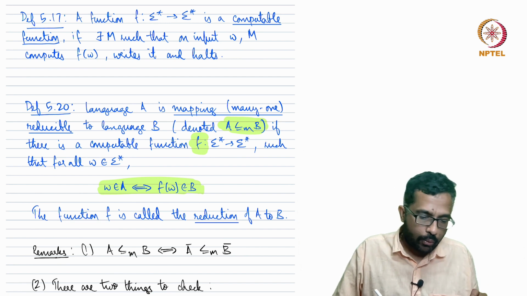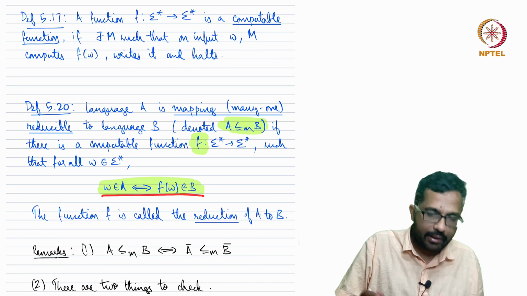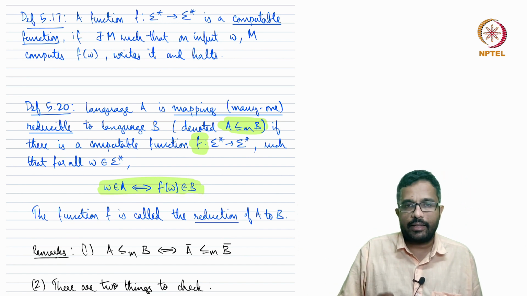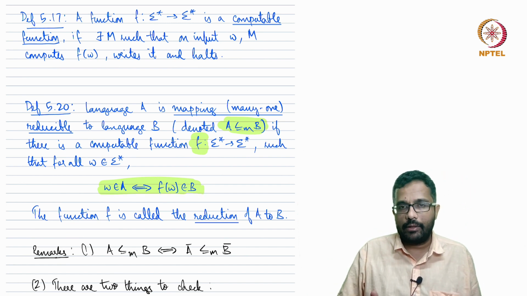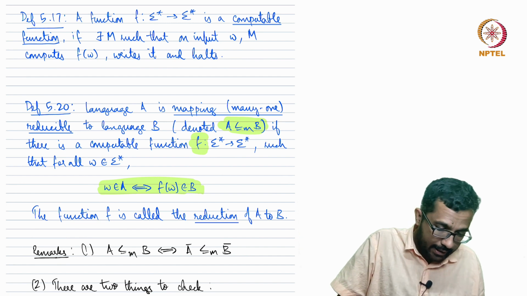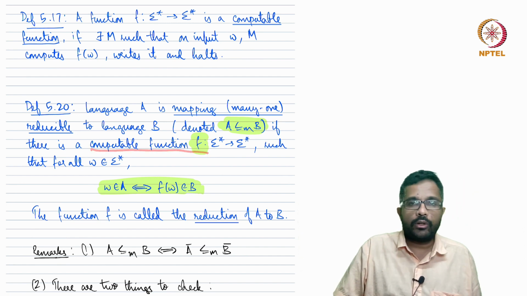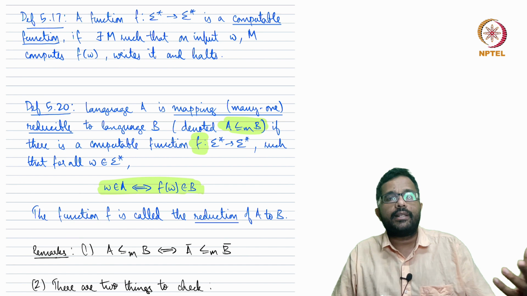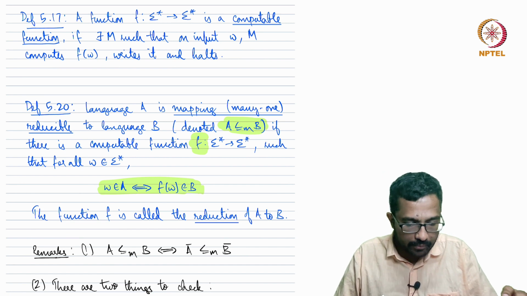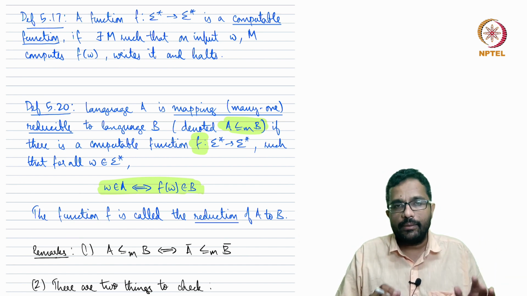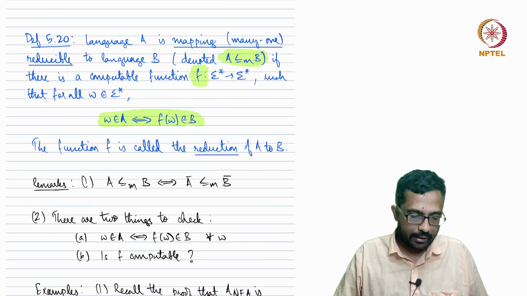So two things: one is this relation, this correspondence, w in A if and only if f of w is in B, and second is that the function f should be computable. It cannot be some arbitrary function that exists. So these two together make the reduction.